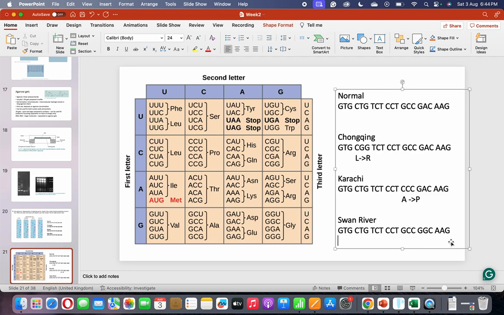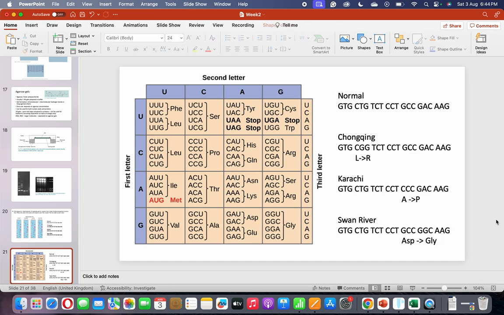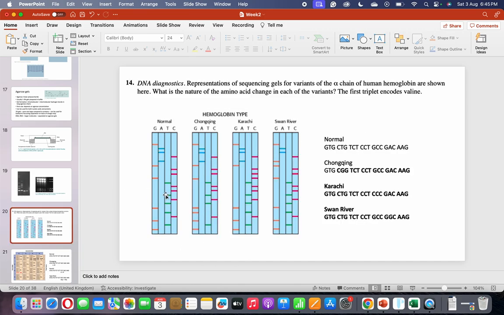Okay. Next, what is this? GAC. GAC is aspartate, and it has become GGC, glycine. Okay, and again, this means the charged amino acid has become an uncharged amino acid. So again, this will have a big change on the nature of the protein. This is all information that we got from the sequencing gel.